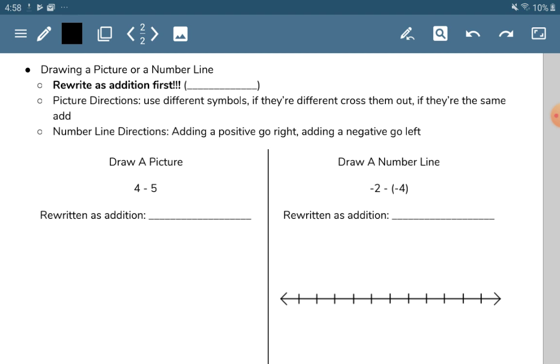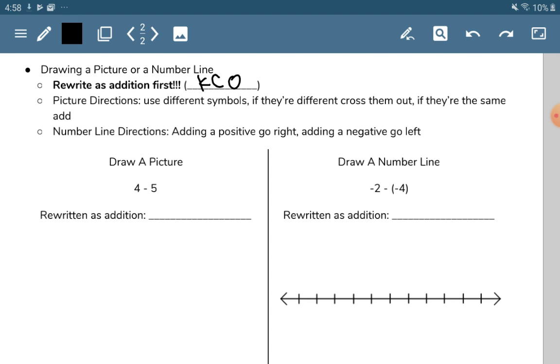Just like on the front and all those practice problems we did, we have to first rewrite it as addition. So we are going to keep, change, opposite. Again, rewriting it is not a choice. Then you are going to use different symbols for representing positives and negatives in the picture. And on the number line, when you add a positive, you go to the right. When you add a negative, you go to the left.